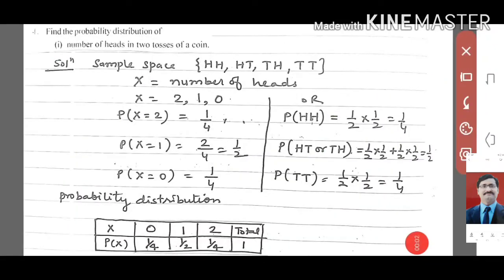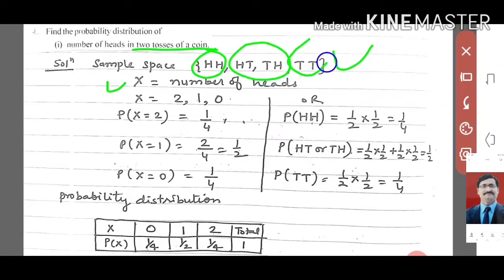Now find the probability distribution of the number of heads in 2 tosses of a coin. For 2 tosses of a coin, you can write the sample space. Here we get the sample space: head head, head tail, tail head, or tail tail. Look here, what is X? X is the number of heads we have. Number of heads here is 2, here 1, and here 0. So this capital X value can be 2, 1 and 0.